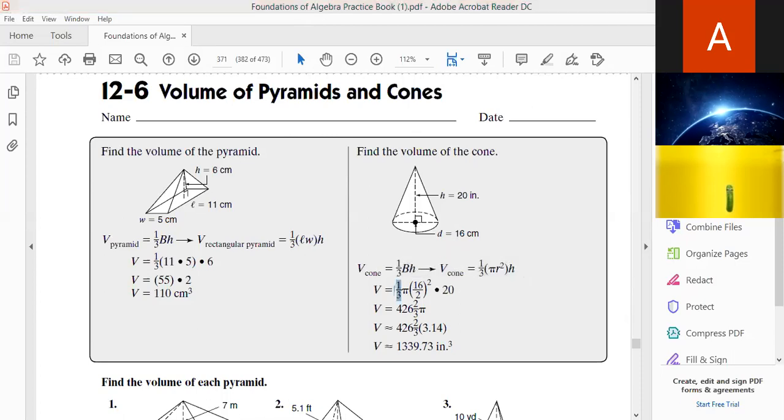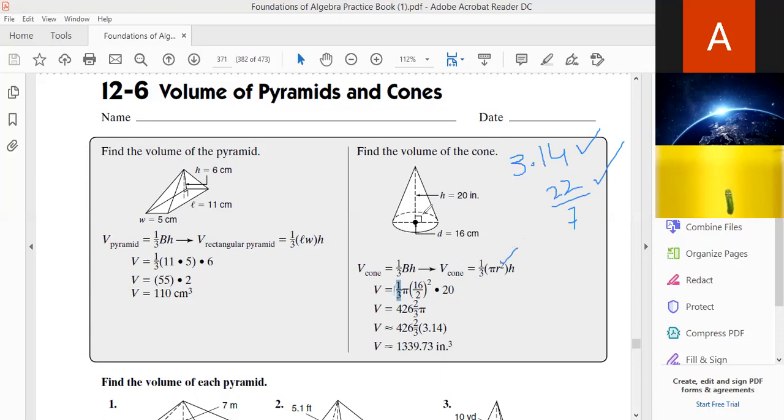Let me write. For pi, you can use 3.14, or in fraction, if you want, 22/7. These two values you can use for the value of pi. And then we have r square.